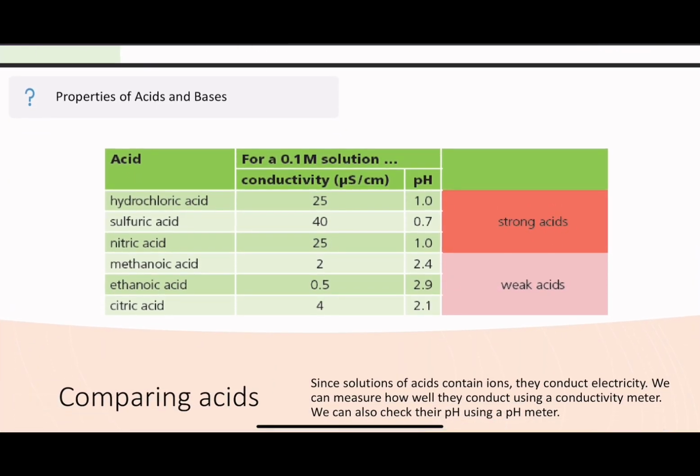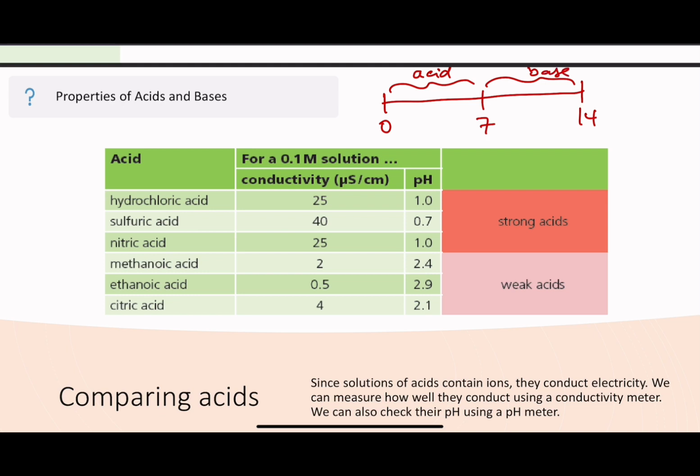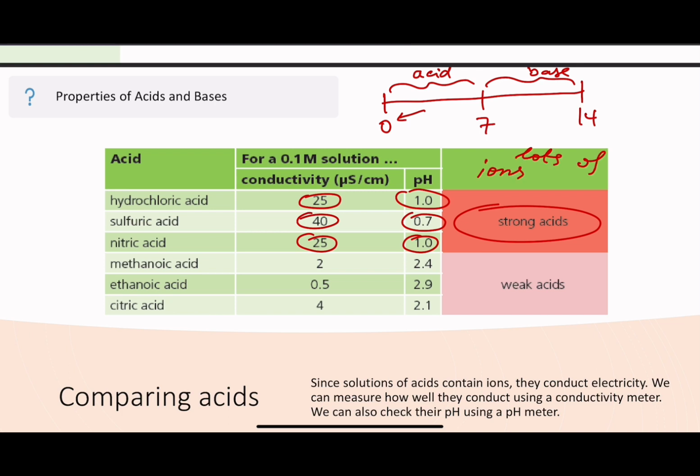Now the pH scale. We know that 14 is the highest, 0 is the lowest, 7 is neutral. Now this side is acidic, and this side is basic or alkaline. The lower the value, the stronger the acid is. As you see, these are the low values, right? These are strong acids, and they have a higher conductivity because they have lots of ions.